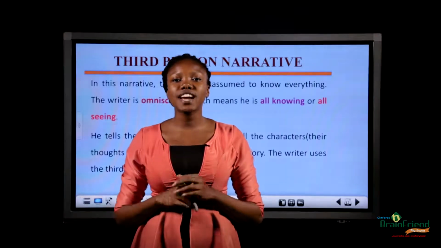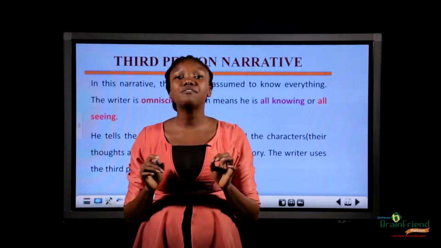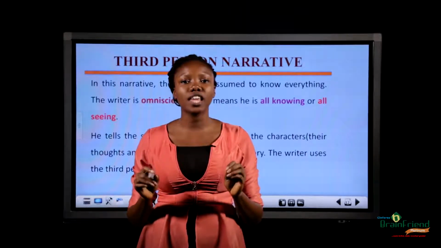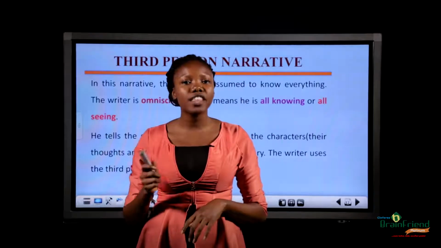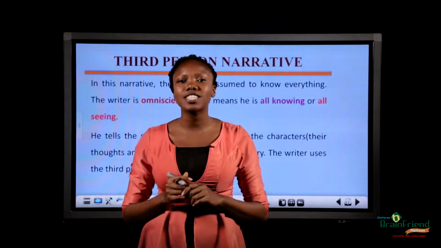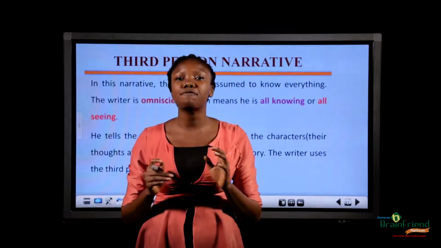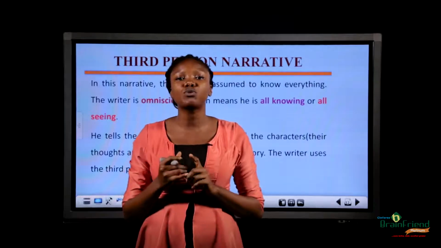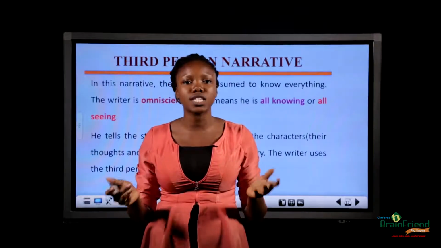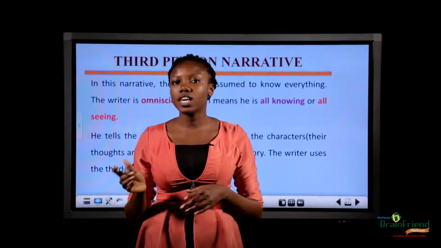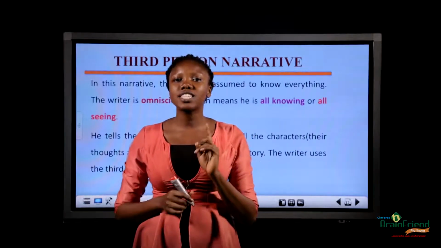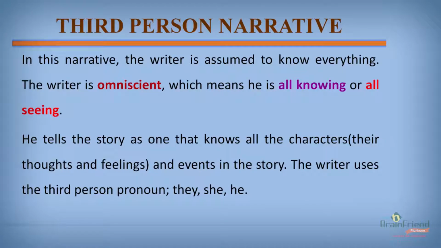Now let's see what the third person perspective is. The third person narrative perspective is when the writer assumes to know everything. He's also known as the omniscient. He knows everything, he knows all, he knows the characters, he knows their thoughts, he knows their feelings, he knows what they are supposed to say, what not to say, and how to say it. And he uses words like she, he, they. Now let's see some examples.